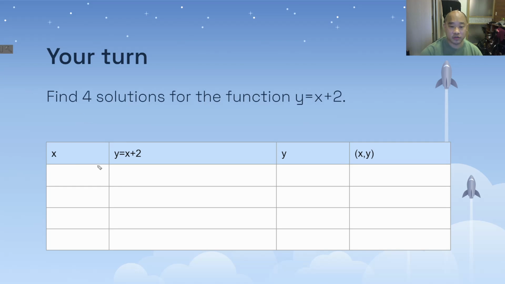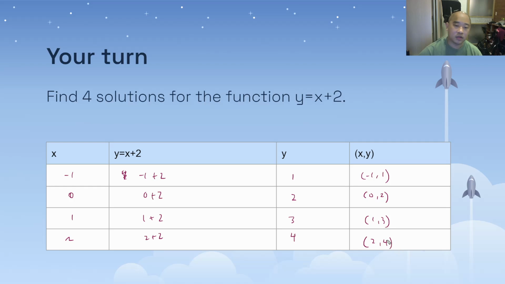Okay, so your turn. So -1, 0, 1, 2, y. In fact, I'm not going to write the y equals anymore. I'm just going to write -1 plus 2, 0 plus 2, 1 plus 2, 2 plus 2. So this will be 1, 2, 3, 4. So this will be -1, 1, 0, 2, 1, 3, 2, 4.